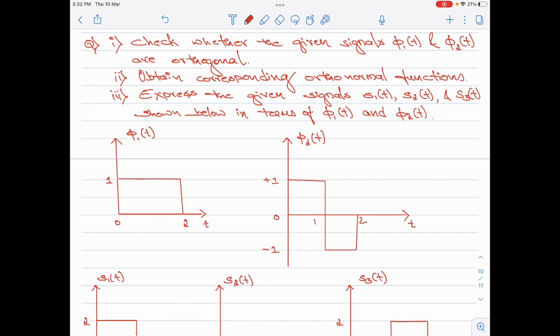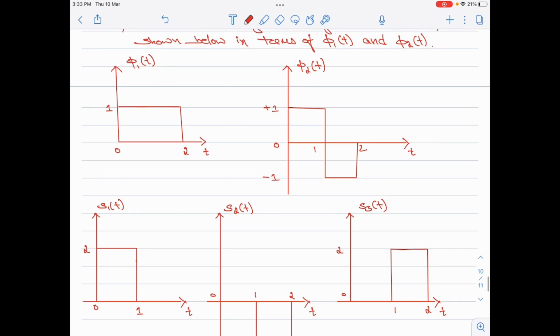This is actually a numerical based on Schmidt orthogonalization. However, here we are not supposed to create any basis functions because the question itself has given the basis functions, which are phi1 of t and phi2 of t. So, all we are supposed to do here is to verify whether the given signals are orthogonal, and if they are orthogonal, check if they are orthonormal. If they are not orthonormal, make them an orthonormal set, and then finally represent the given signals S1, S2 and S3 in terms of the orthonormal functions. So, let us start with the solution part.